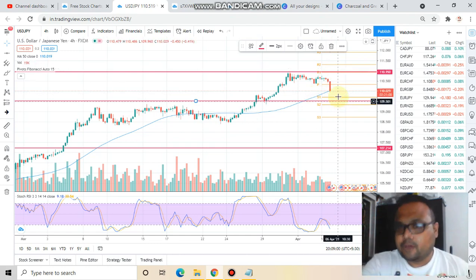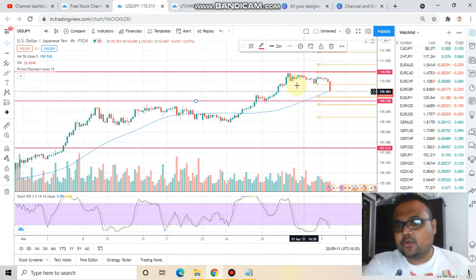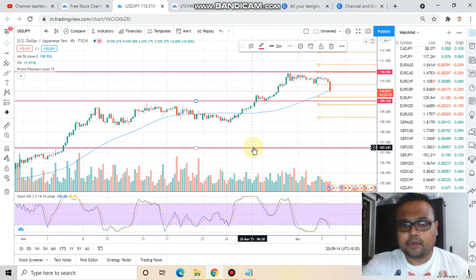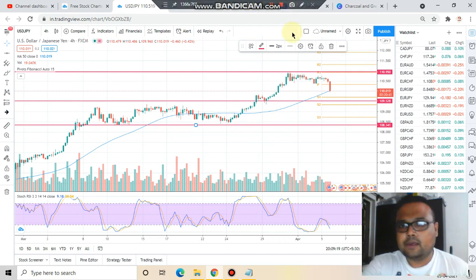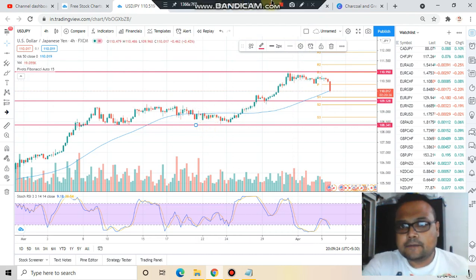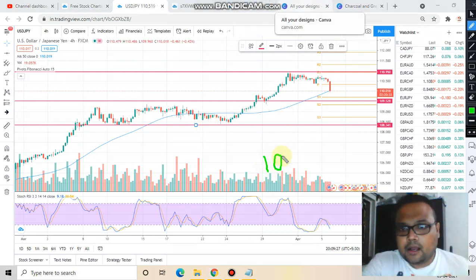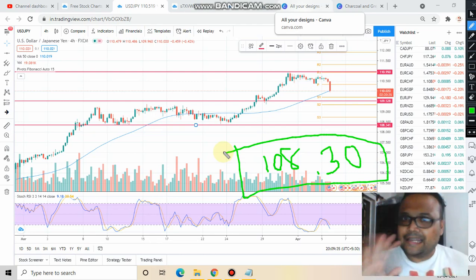And in case market falls and takes support at 109.50 level and bounces from here, you can buy. Otherwise avoid the market, because this is your no trading zone. If you want to avoid, you can also avoid, because market has good support at this level only. To be very honest, the safest point in this market right now is 108.30. This is your safest point, because market has good support at this level. If market comes down and bounces from here, this is your safest entry.